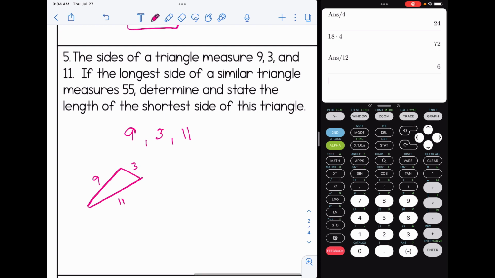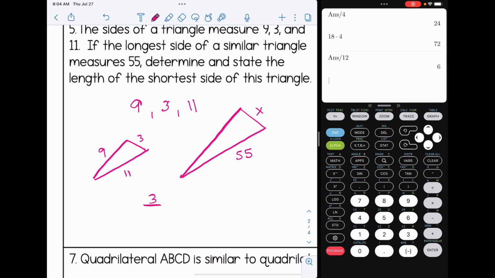And then I'm going to take that and draw a bigger version. Again, not to scale, but the longest side is 55. That must correspond with the longest side of the original triangle. The shortest side must correspond with the shortest side of the original triangle, so the 3. So here is x over here. So 3 over x is equal to 11 over 55. When we cross multiply, we get 11x equals 165. And our answer is x is equal to 15.